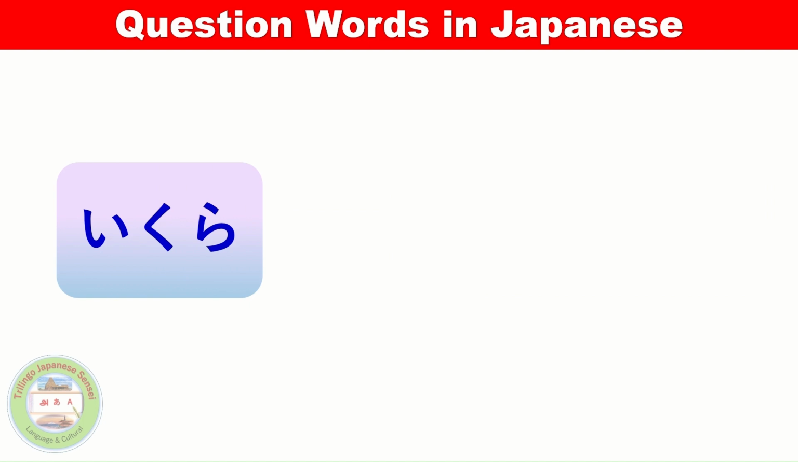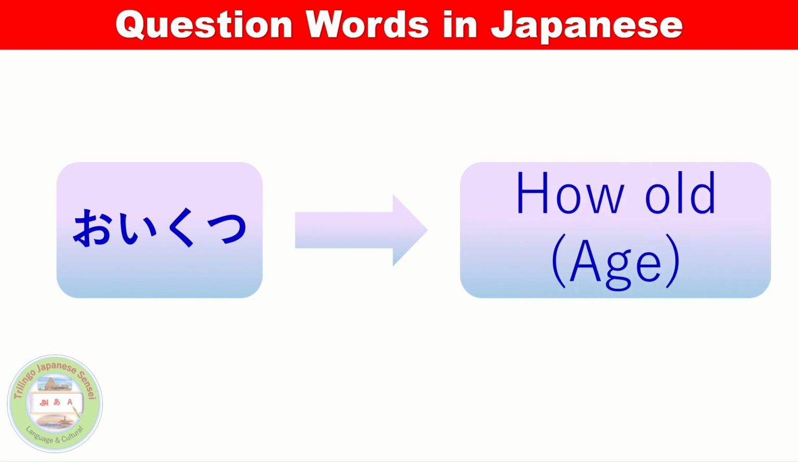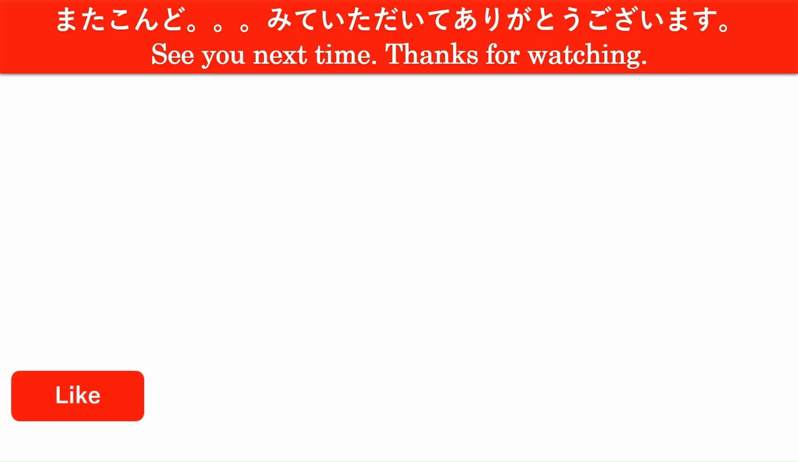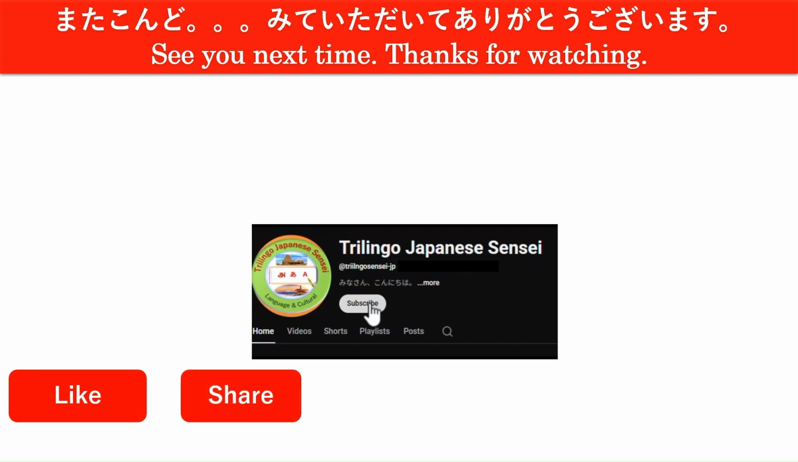The next word is ikura. Ikura means how much. The last one, oikutsu. Oikutsu means how old. I believe this video is informative and helpful for the beginners.